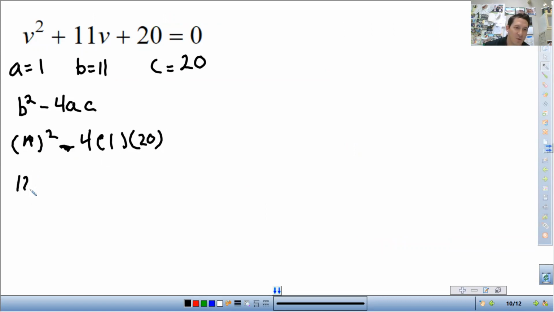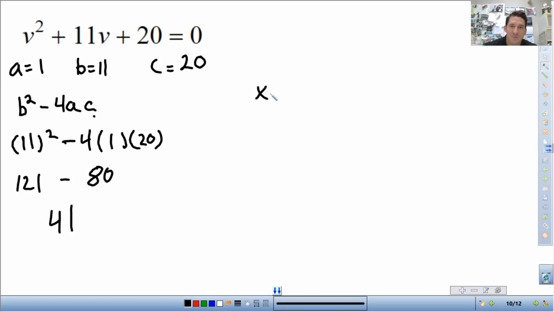So 11 squared is 121. 4 times 1 is 4 times 20 is 80. And that got messy. Let me clean this up. 121 minus 80 is 41. Right. So it's positive. So again, it has two solutions.